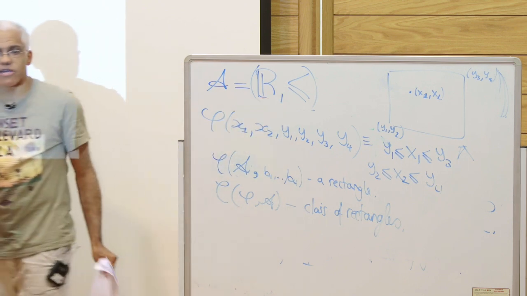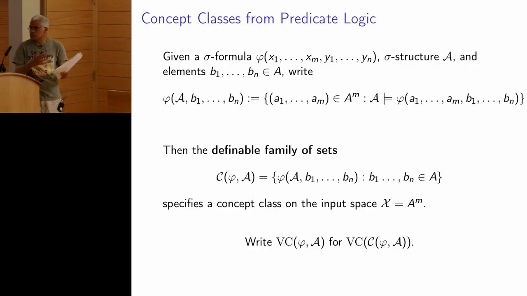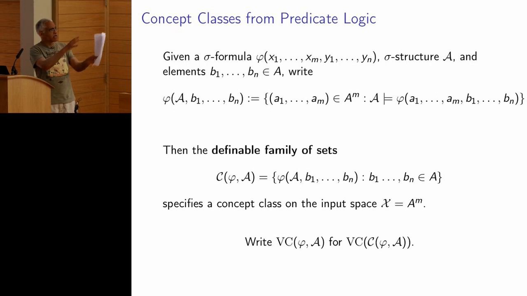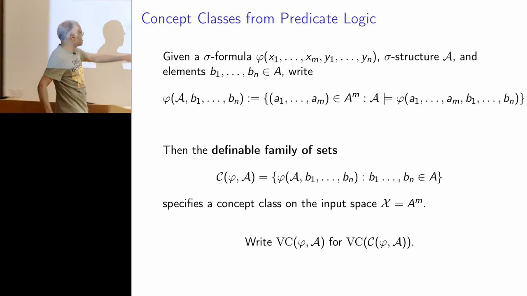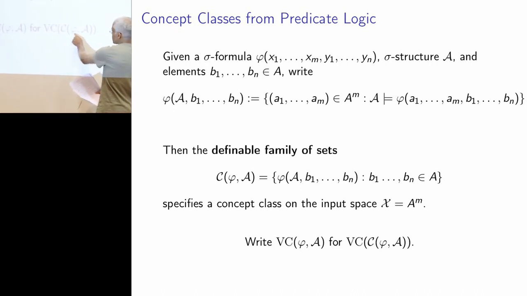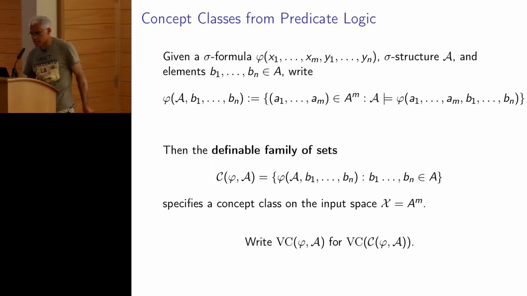So here's a very generic way of getting concept classes with a single formula and a single structure: you vary the parameters, you get a different concept, and for every setting of the parameters you have a concept. And as I remarked, neural nets over a fixed graph can also be realized in this way, in a hopefully intuitive way. And now I'm interested in the VC dimension of the concept class that I get from a formula and a structure. So let's see some examples of bounding that.